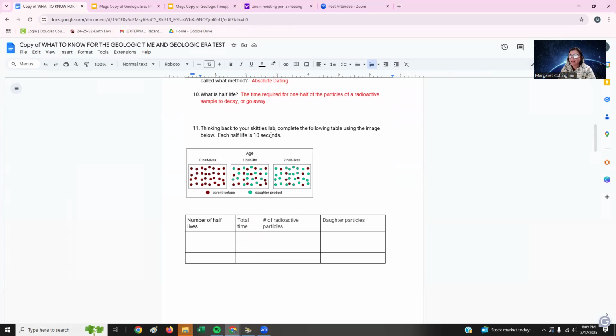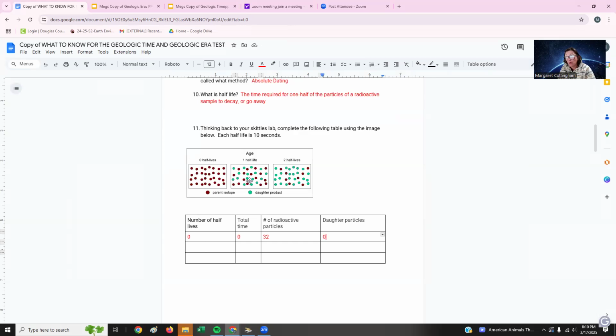Oh, I did say that. Each half-life is 10 seconds. I thought I forgot to put that in there. Silly me. Okay, so here are your half-lives. You count all the dots. So at your 0 half-life, total time is 0, and if I were to count the radioactive particles, there are 32 here, and the dotted particles, which are the green ones, are 0 because they haven't decayed yet. Does that make sense? I hope so.